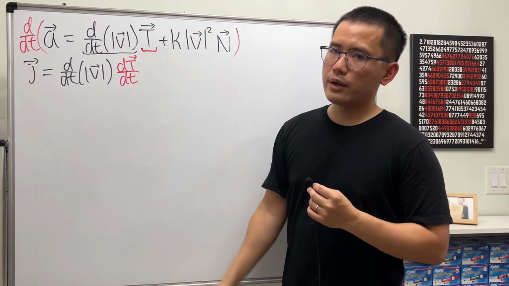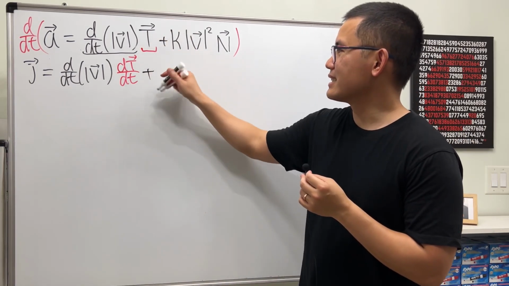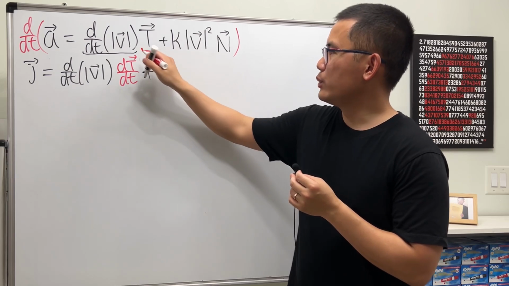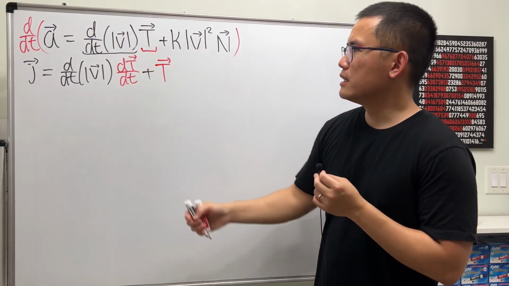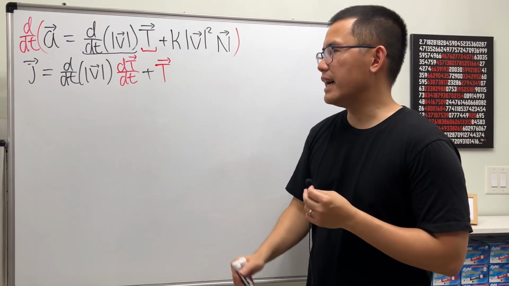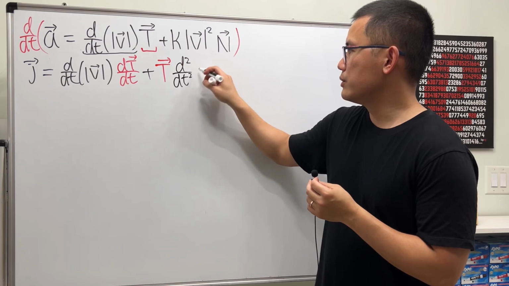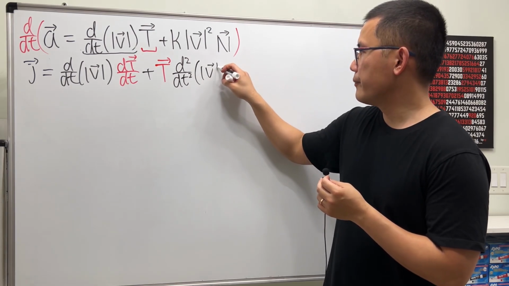And this is where we are going to use the Serret formula later on. And then we add the second one, and then we multiply by the derivative of the first. This is the first derivative already. When we differentiate this again, we get the second derivative. So d2s dt2 of the speed.